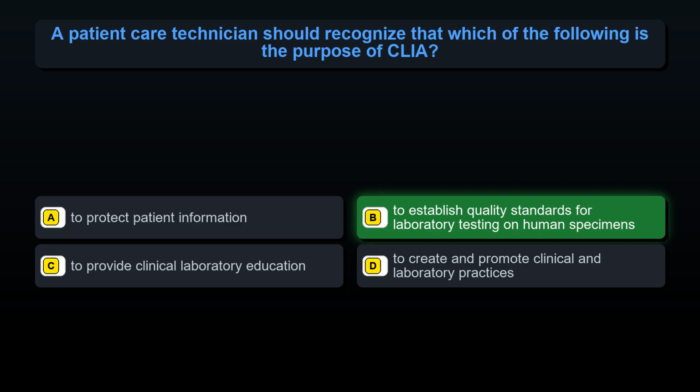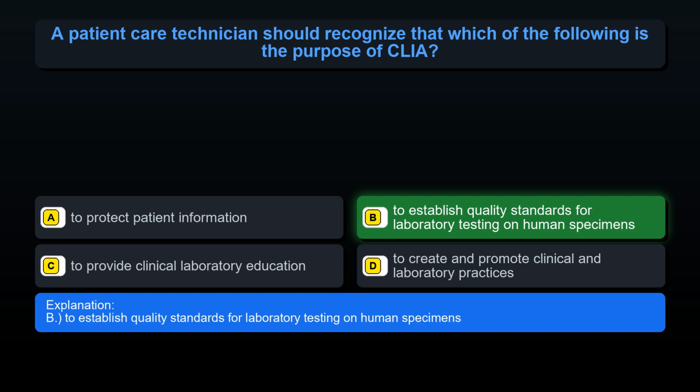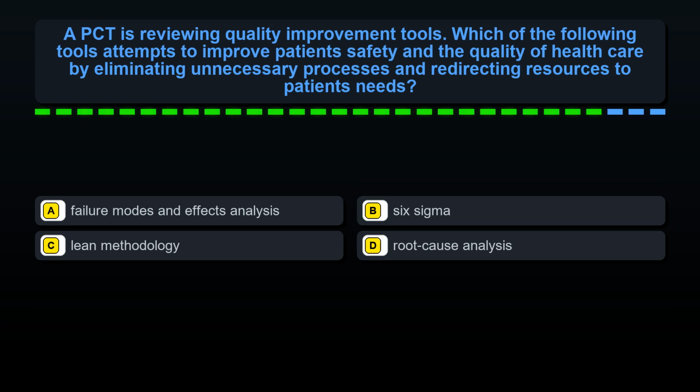The correct answer is option B, to establish quality standards for laboratory testing on human specimens. B, to establish quality standards for laboratory testing on human specimens. Question 76. A PCT is reviewing quality improvement tools. Which of the following tools attempts to improve patient safety and the quality of health care by eliminating unnecessary processes and redirecting resources to patients' needs? Option A, failure modes and effects analysis. Option B, Six Sigma. Option C, lean methodology. Option D, root cause analysis.